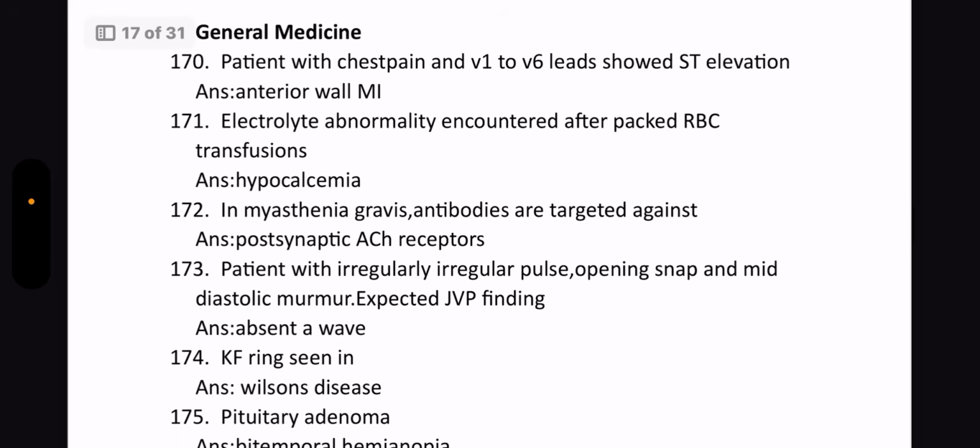General medicine question, patient with chest pain and V1 to V6 leads showed ST elevation. Answer, anterior wall MI. So if at all there is V1 to V6 completely involved, then there is also a chance of acute pericarditis. So please throw more light on this question.